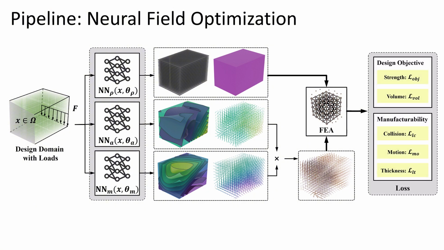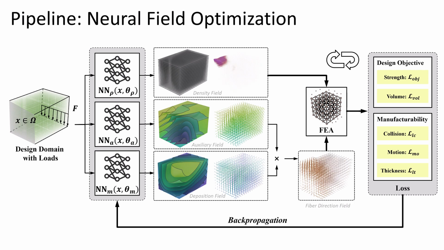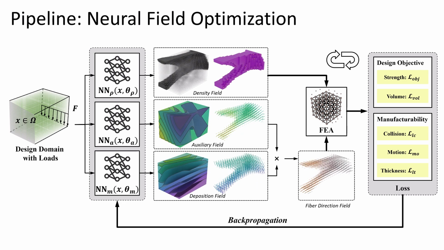Using backpropagation of neural network-based self-learning process, we can minimize a loss function with integrated design and manufacturing objectives. The optimization is conducted in iterations so that the structural topology, the curved layers, and the fiber orientations are jointly optimized.